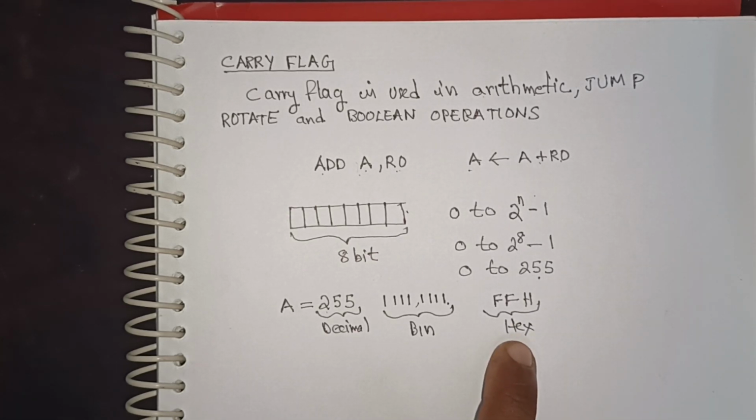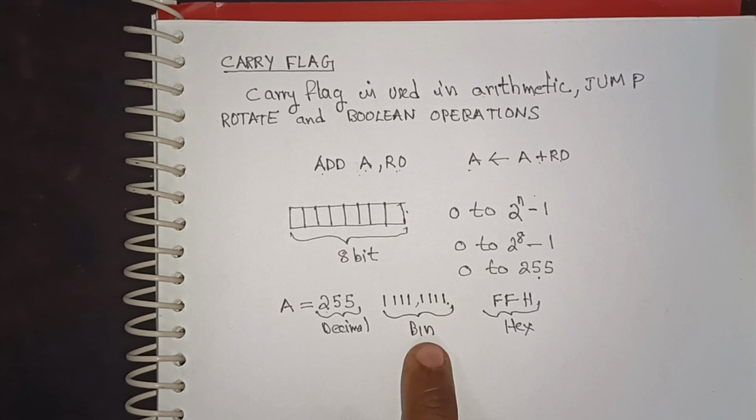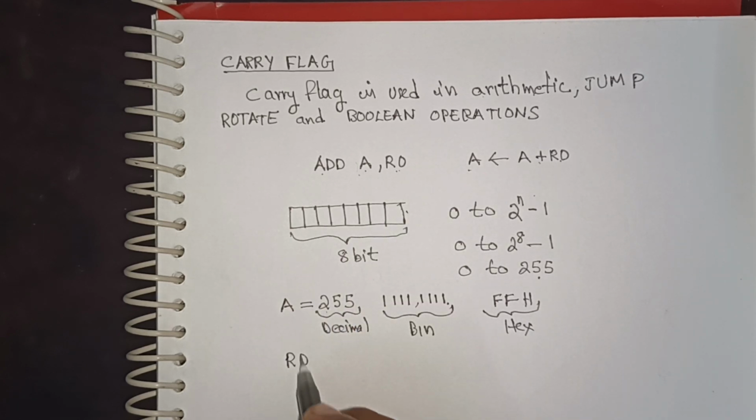The processor will always function in binary format. So it will take this representation and add. Then in R0, I am taking 1.